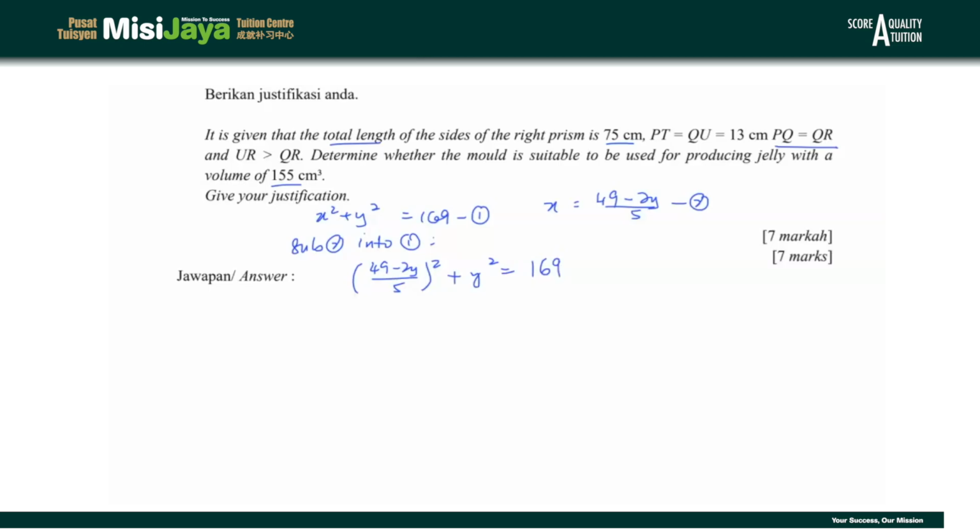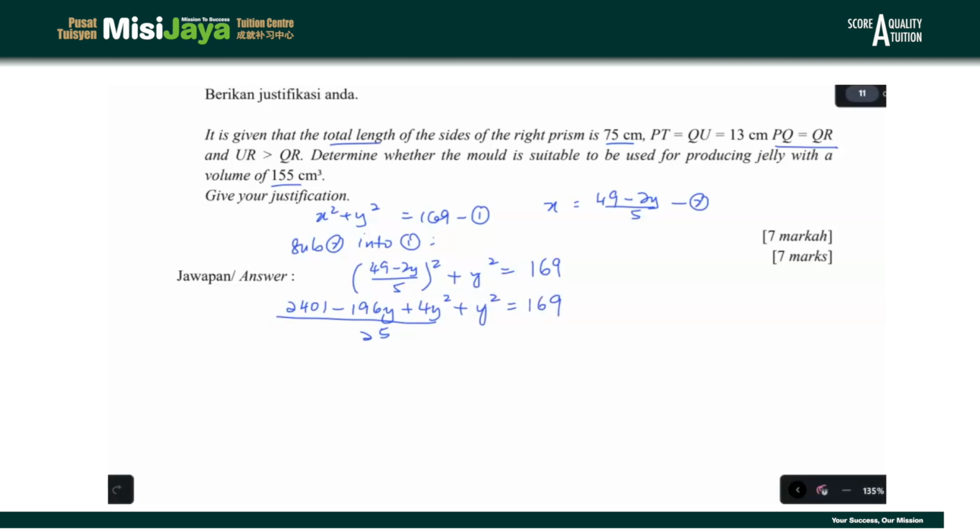49 squared is 2,401, then minus 2 times 2 times 49 is 196y, and negative 2y whole thing squared is positive 4y squared. Then 5 squared at the bottom will be 25. And then plus y squared equals 169.